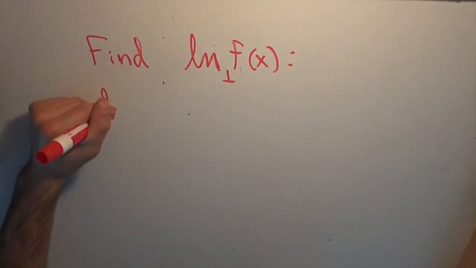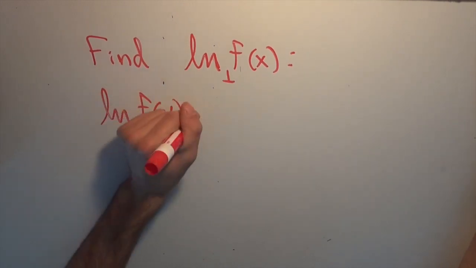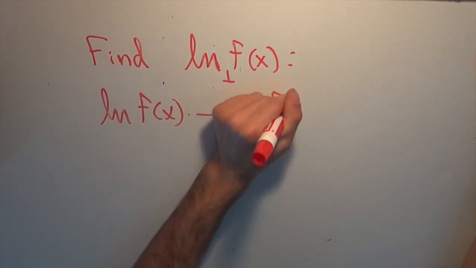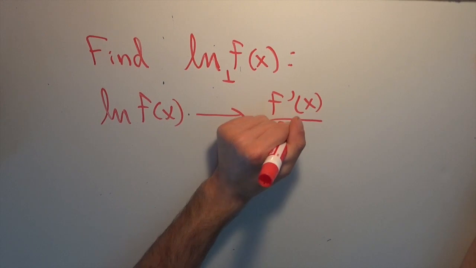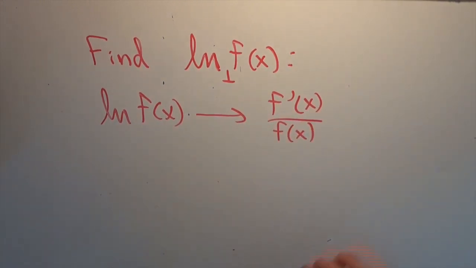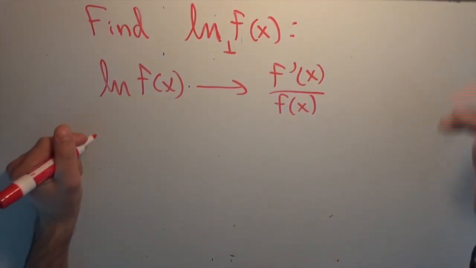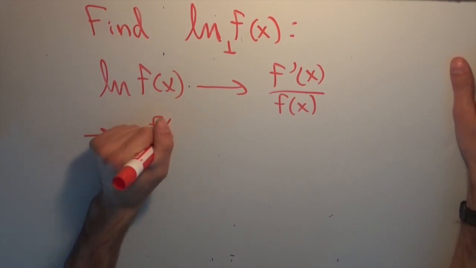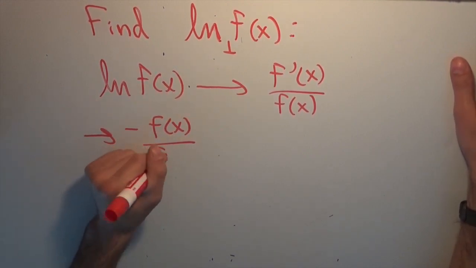Well, first of all, we have to start with the natural logarithm of a function, and then we need to take the derivative, so we get f prime of x over f of x. That's a pretty basic calculus result. That's just the logarithmic derivative. But then, of course, the negative reciprocal of that is negative f of x over f prime of x.